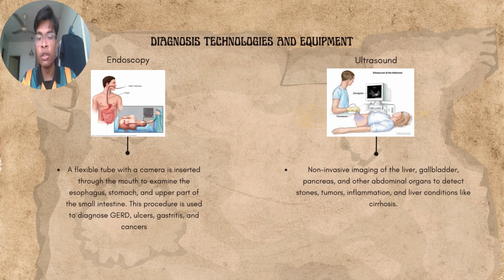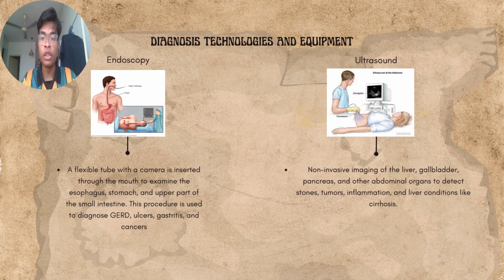This procedure is used to diagnose GERD, ulcers, gastritis, and also cancer. As you can see from the picture, a tube is entered through the person's mouth and into the stomach. Inside the tube, there's a camera which the doctor can see from the screen beside them. This can make it really easy for the doctor to diagnose the type of health problem we have inside our body. Now for the second equipment, which is ultrasound.